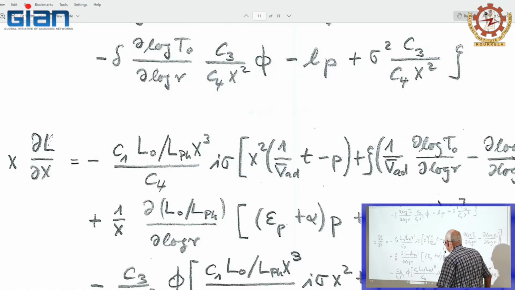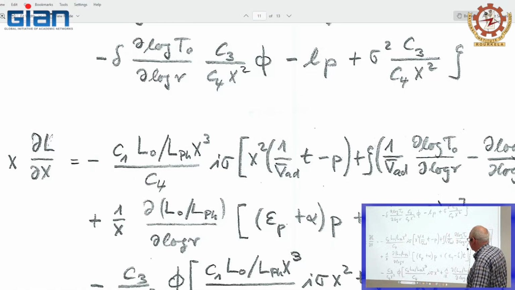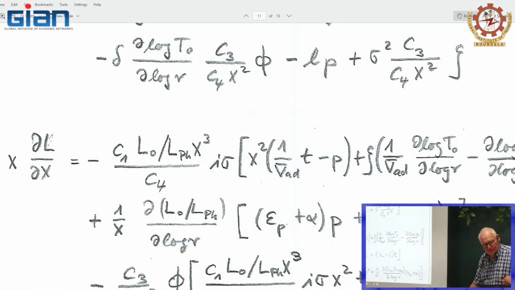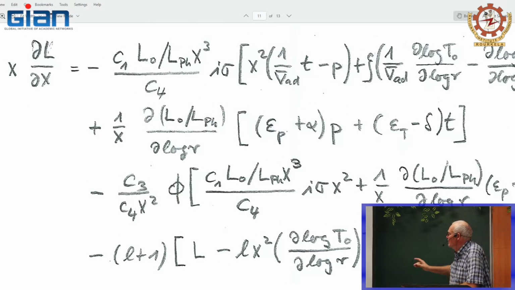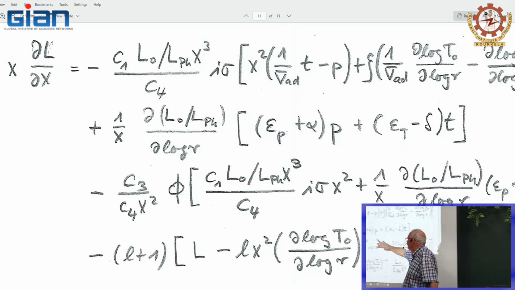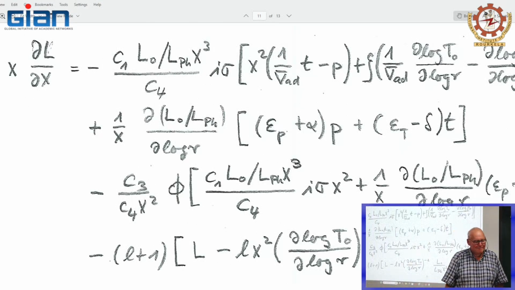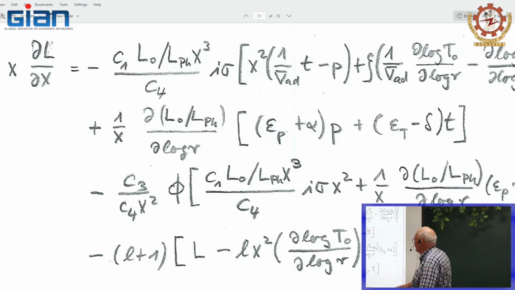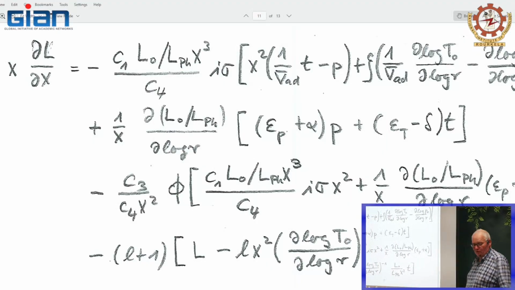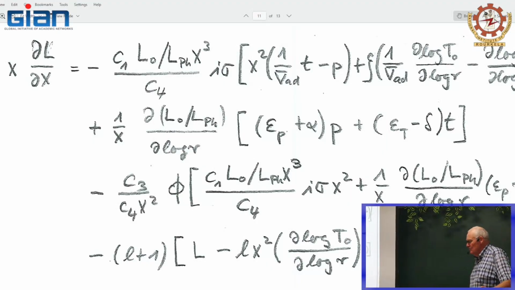Well, there are many other terms. There somewhere should be the epsilon terms. Well, you have to search for them. Here it is. Here are the epsilon terms. This is the perturbation of the energy generation rate. So this is the final form of the energy equation.